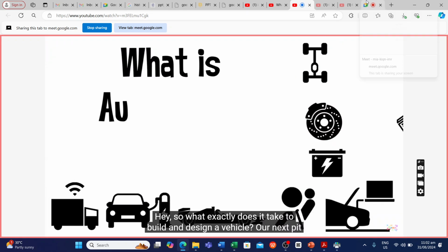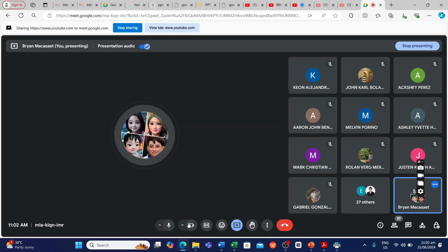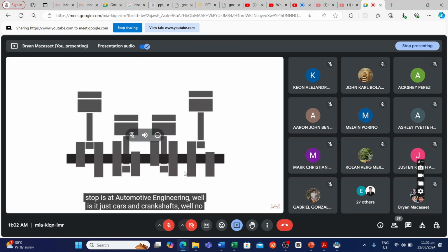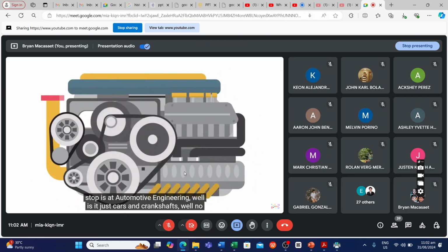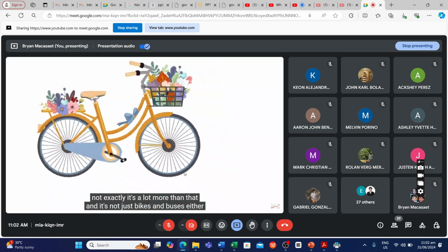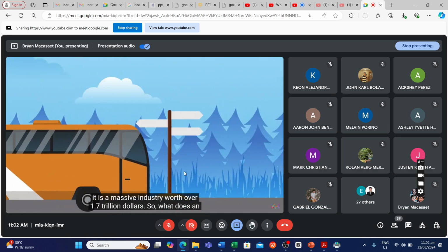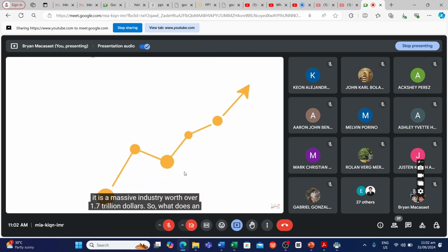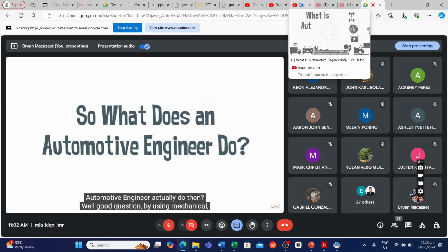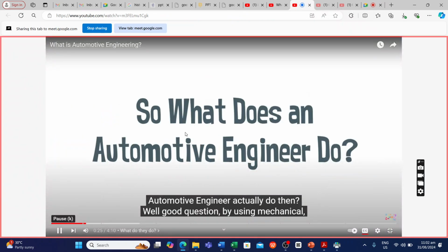Hey, so what exactly does it take to build and design a vehicle? Our next pit stop is at Automotive Engineering. Well, is it just cars and crankshafts? Well, no, not exactly. It's a lot more than that. And it's not just bikes and buses either. It is a massive industry worth over $1.7 trillion. So, what does an automotive engineer actually do then?